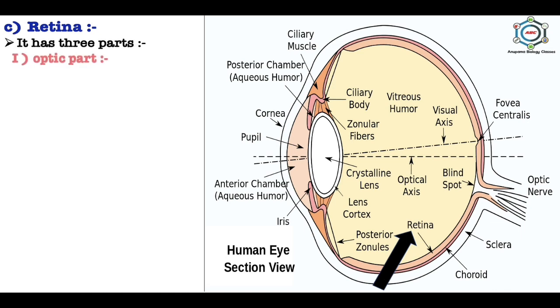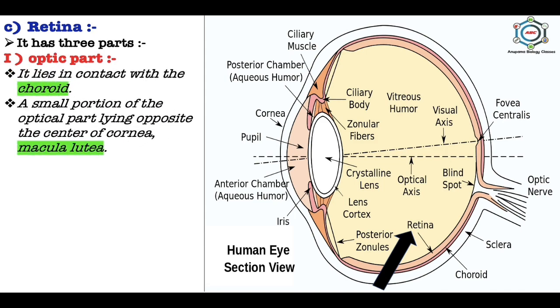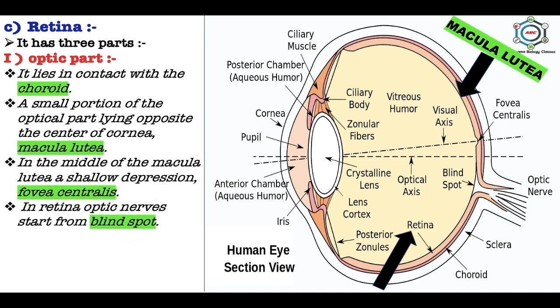It has three parts. First one is the optic part. It lies in contact with the choroid. This is choroid in the picture. Then a small portion of the optic part lying opposite the center of cornea, that is the macula lutea. This is the macula lutea structure. In the middle of the macula lutea, a shallow depression which is known as fovea centralis. This is the fovea centralis.